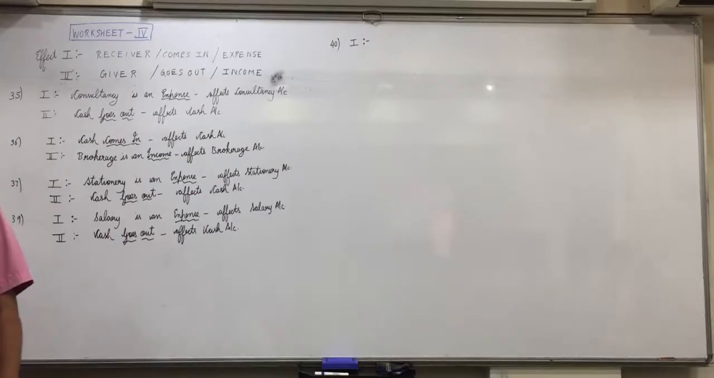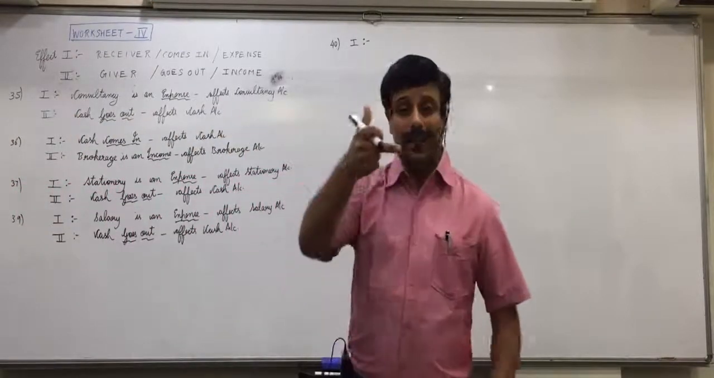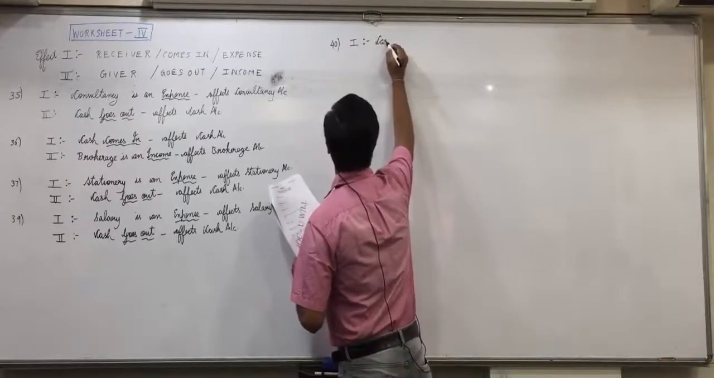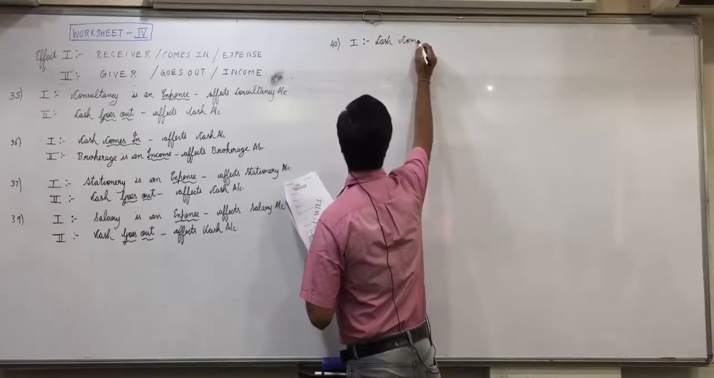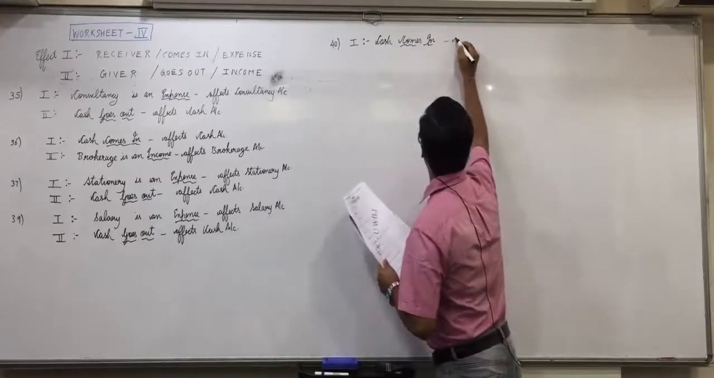So cash comes in. I've seen such mistakes in the test papers when I check them every year. Receive commission, commission comes in. And then commission is also an income. So we receive commission in the form of money. Means what comes in? Cash comes in. Got it everyone? Cash comes in. Affects cash account.